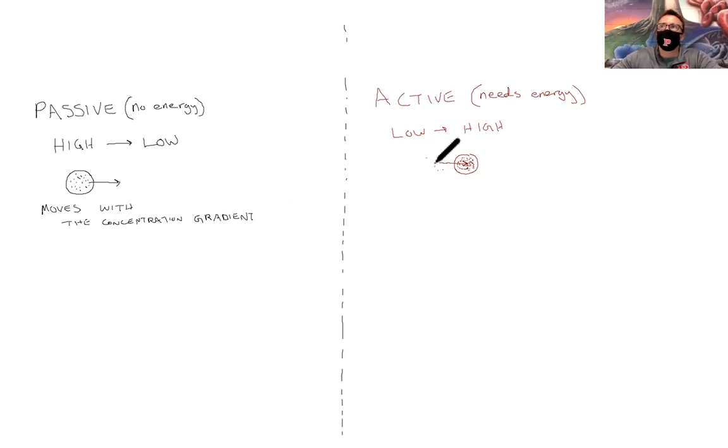So what are we going to write for active? Are we going to go with the flow, or are we going to go against the flow? We're going to go against the flow, right? We're going to go against the gradient. So with active, you'll see moves against the concentration gradient. They're going against the flow.